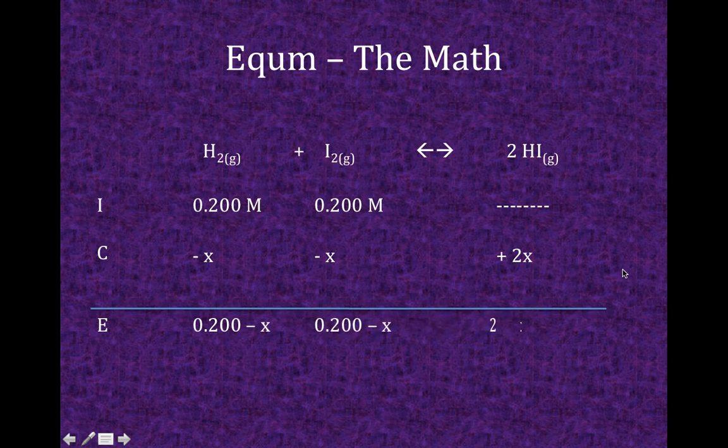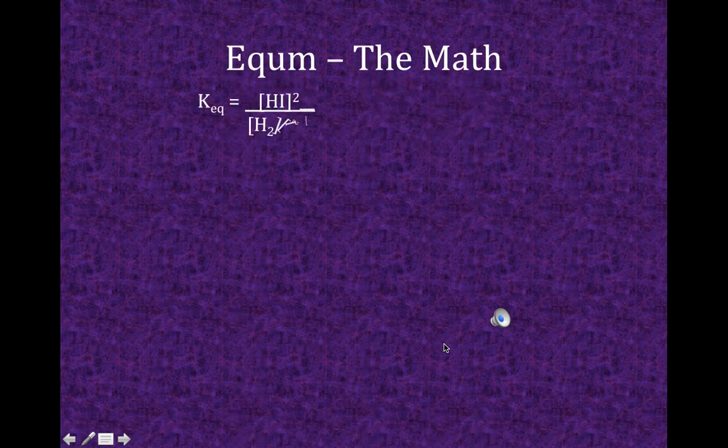So just a bit of accounting here. We've got 0.200 minus x, 0.200 minus x, and we had a 0 there plus 2x, so we have a 2x there. We're going to take these and plug them into our Kc expression. So here's the Kc, and now we're going to plug them in. Now you might think, oh, we're going to multiply out, expand, and come up with a beautiful quadratic equation. But when we have a perfect square like this, there's a little shortcut we can take. And that is we can square root both sides.